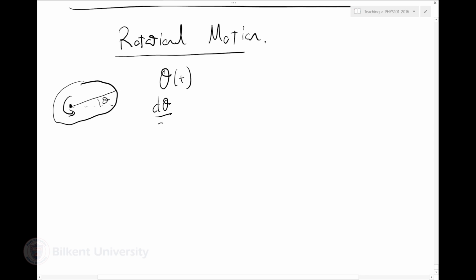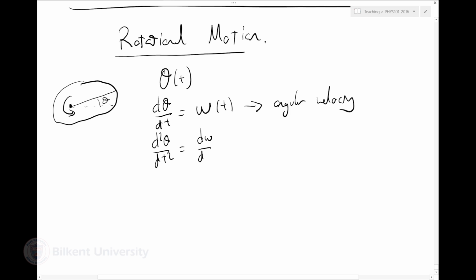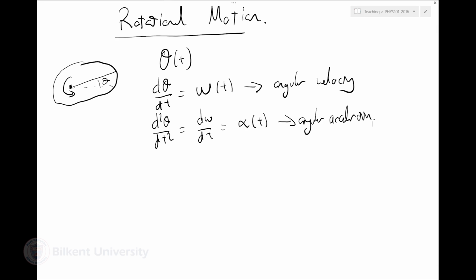If I take a derivative of that angle with respect to time, I'll find angular velocity. And if I take a second derivative, which is d omega dt, that is going to be alpha of t, angular acceleration. In terms of linear motion, these were like x, v, and a. So basically anything we have derived for x, v, and a, we could actually apply to theta, omega, and alpha.